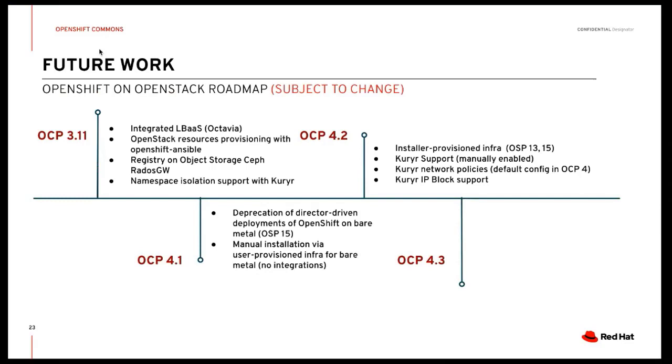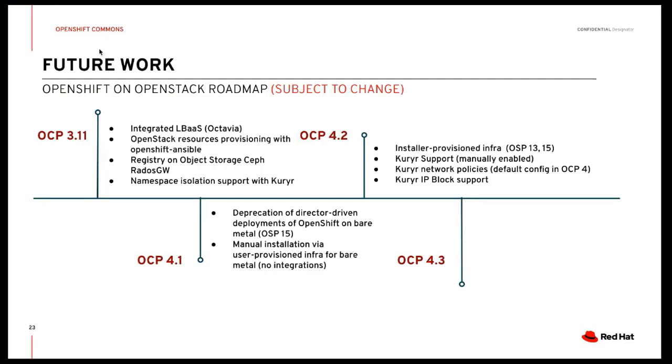So concluding, this is a bit of a roadmap on what's coming. So you can see in 3.11, all of the things that I talked about are features that we delivered, such as integrating Octavia load balancing, OpenShift Ansible deployment, internal registry on Ceph RGW, and namespace isolation support with Courier.